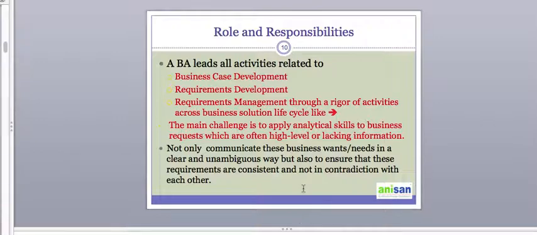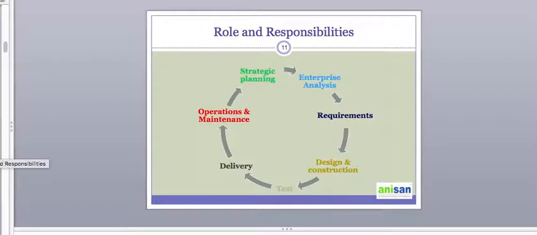Not only communicate these business wants and needs in a clear and unambiguous way, but also ensure that these requirements are consistent and not in contradiction with each other. This is what we talked about all in one line. There is one short diagram I would talk about.